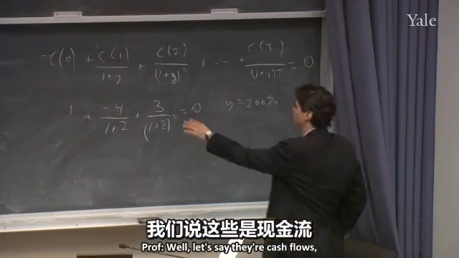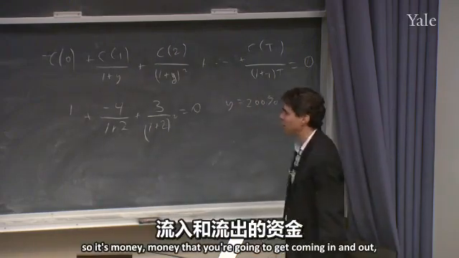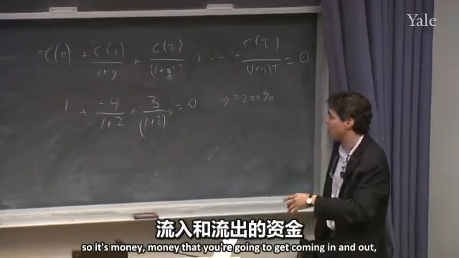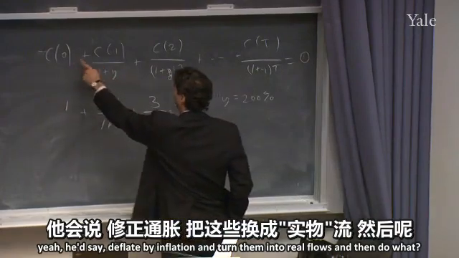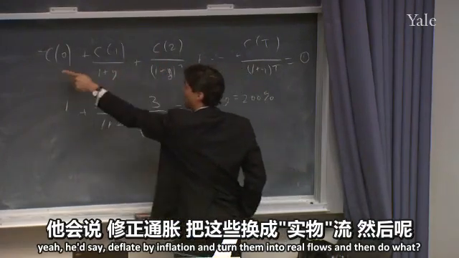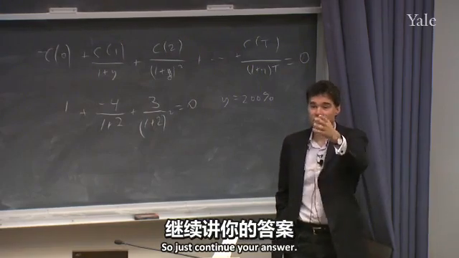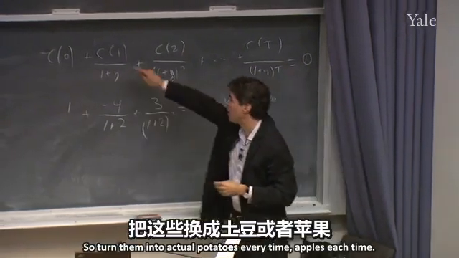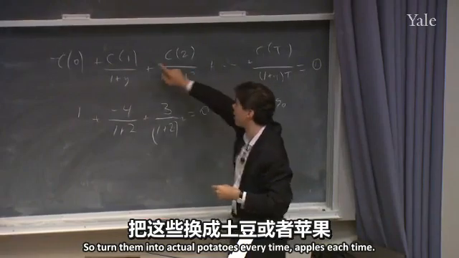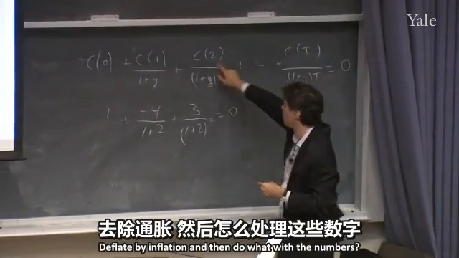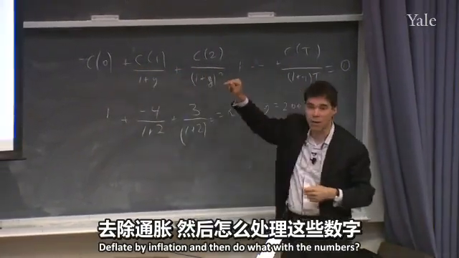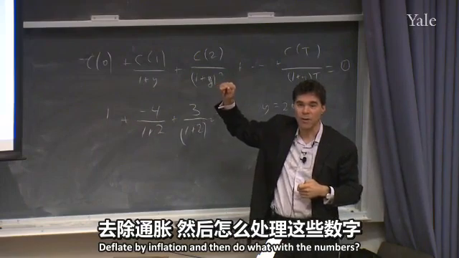Well, let's say they're cash flows, so it's money that you're going to get coming in and out. He'd say deflate by inflation and turn them into real flows, and then do what? So just continue your answer. Turn them into actual potatoes every time, apples each time, deflate by inflation, and then do what with the numbers?